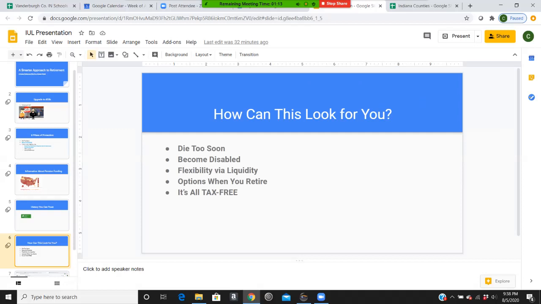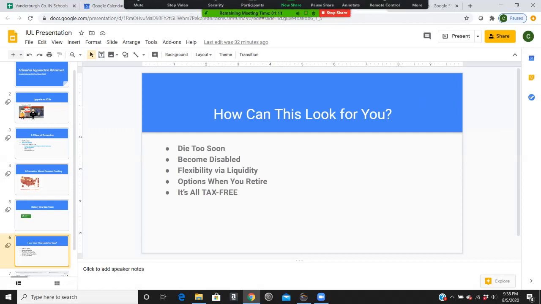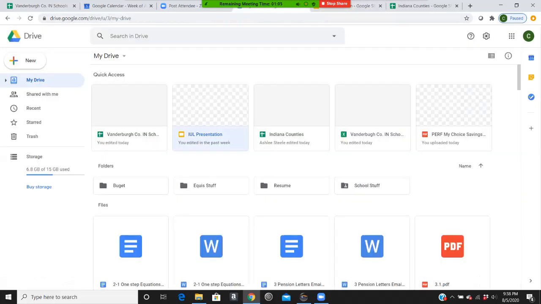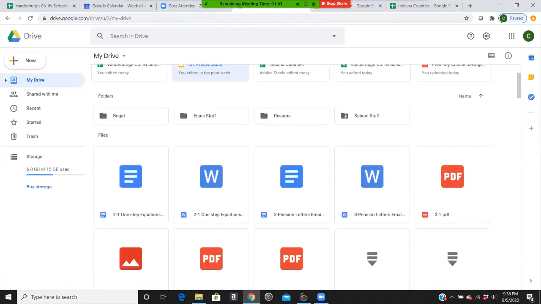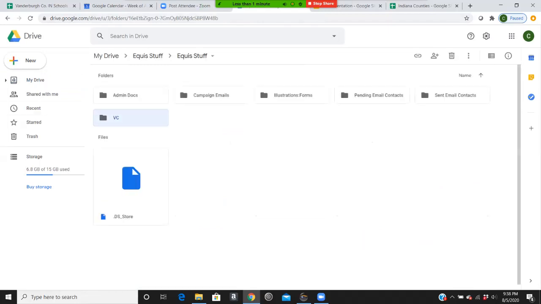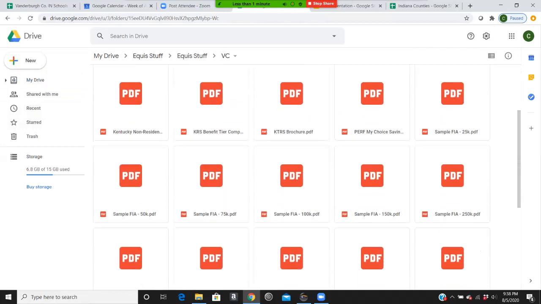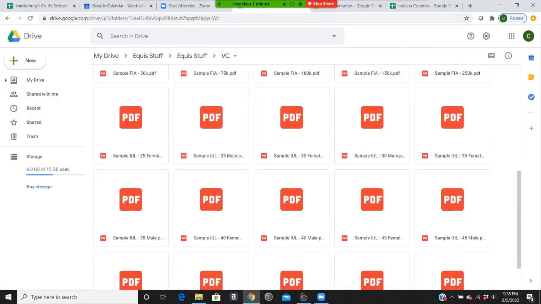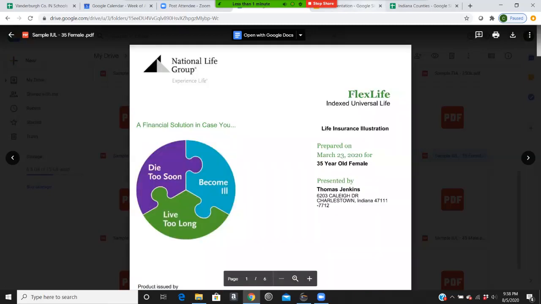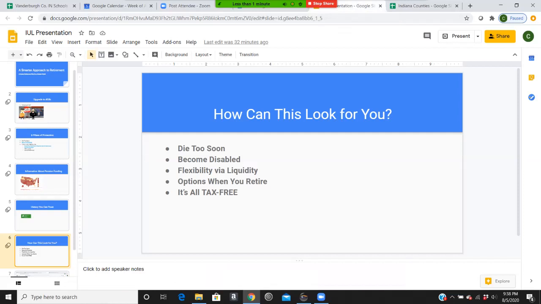A lot of people like to hear that. So how can this look for you? This is where I would start getting into an individual illustration. In my folder here, I would say, okay, talking to a 35-year-old female. So I'm going to go find my 35-year-old female. Then you could go into it, but this could remind you of the things to hit on. These are the things we talked about.